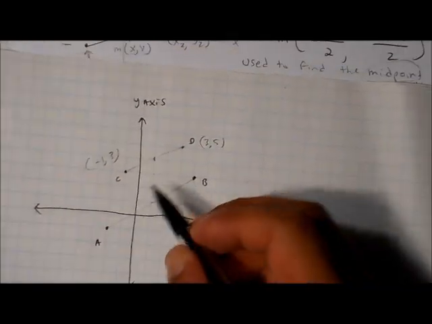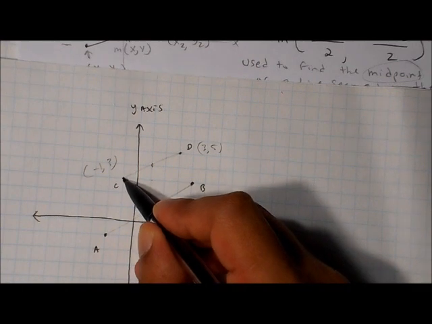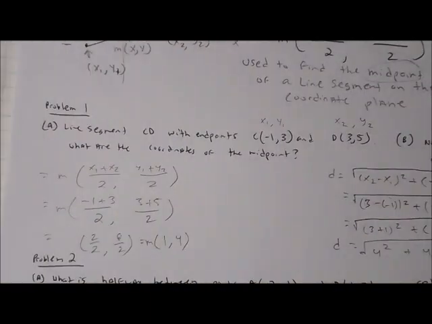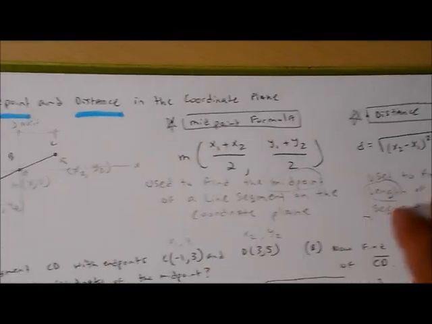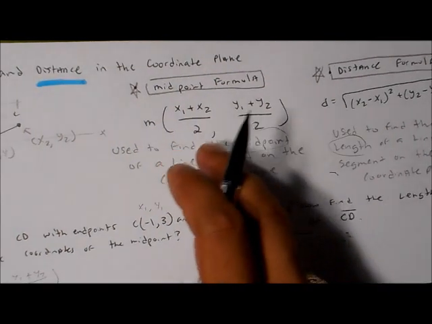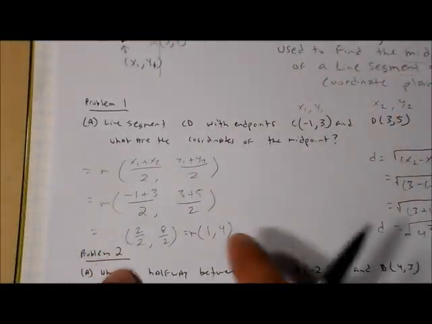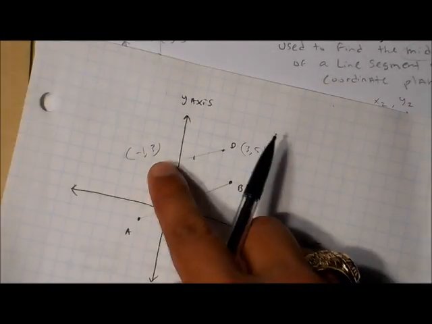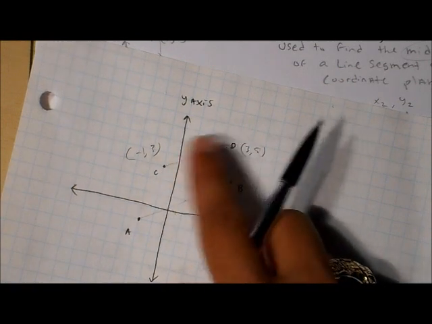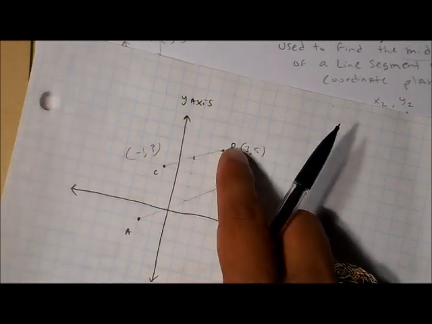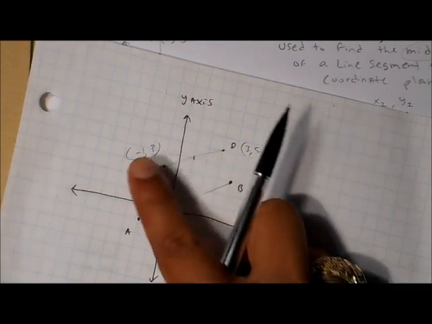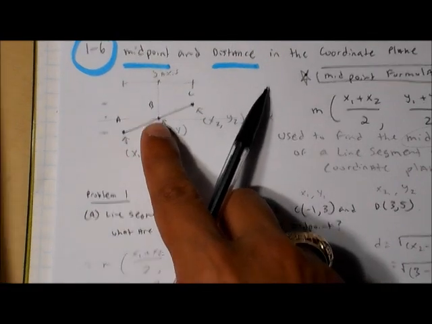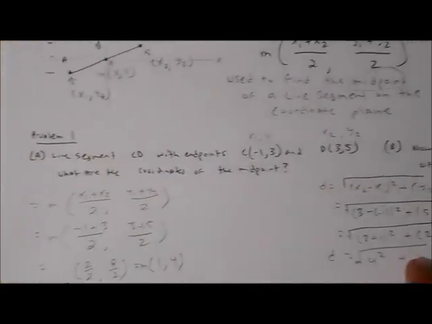Now, distance formula is just finding how long this line is from C all the way to D. So the difference between midpoint and distance is that one's dealing with length, the other is where we're finding the midpoint. We're using the endpoints that we already knew, and we're using both of our coordinates to determine where the midpoint is at the very middle. Okay, so that's it for problem 1, and I'll see you in the next video.